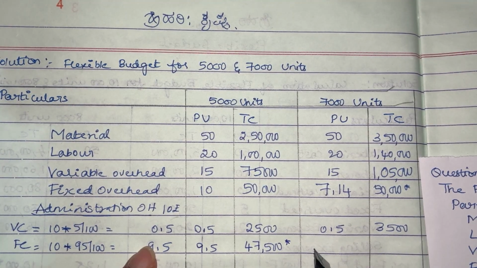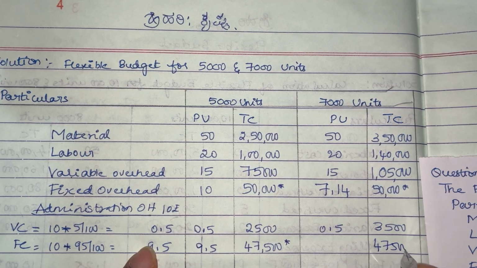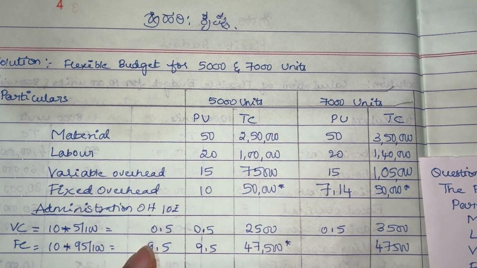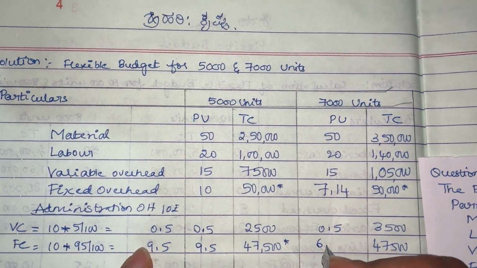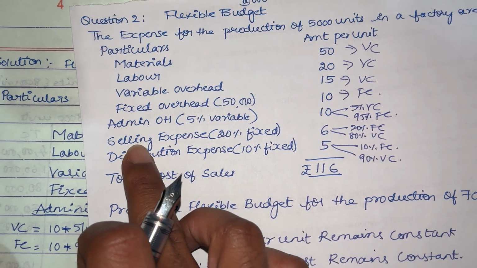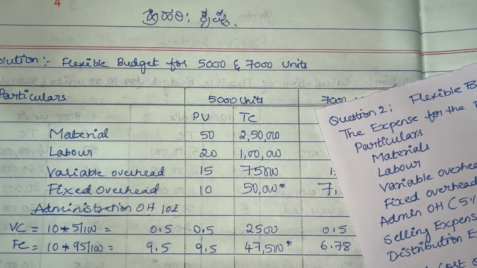47,500. As I've already told, in the case of fixed cost, what remains constant? Total cost will remain constant. So 47,500 divided by 7,000 units, it is 6.78 rupees. Now what is your next cost? Selling expenses, 6 rupees. 20% is fixed and 80% will become variable.